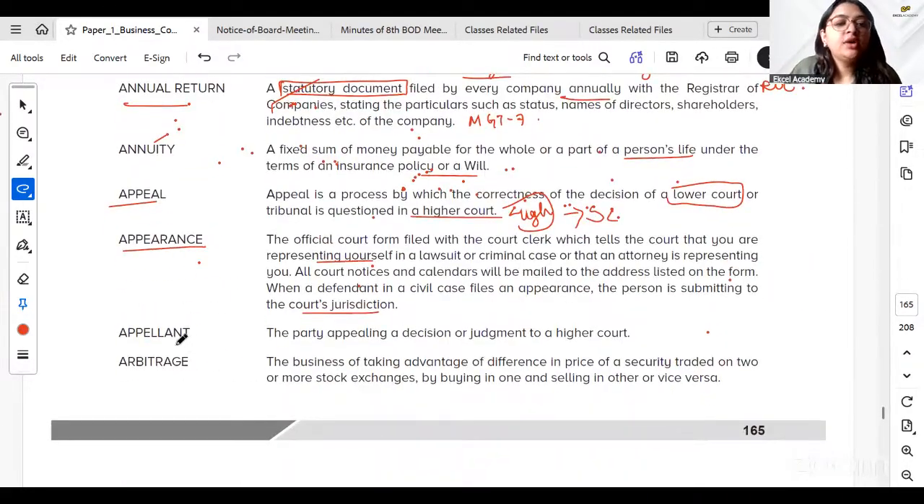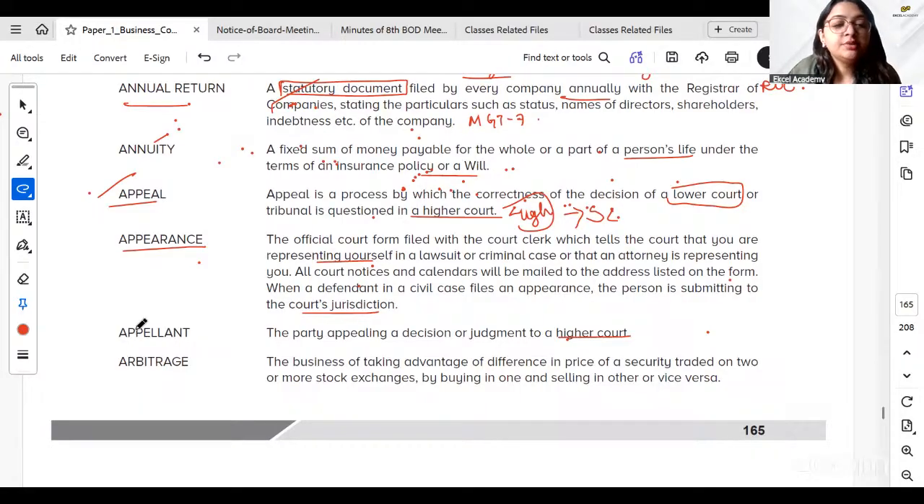Yes. Next, you have your appellant. Okay, the party appealing a decision or judgment to a higher court. So we just saw the concept of appeal, right? So appellant is the person who does the appeal. Then next you have the concept of arbitrage.